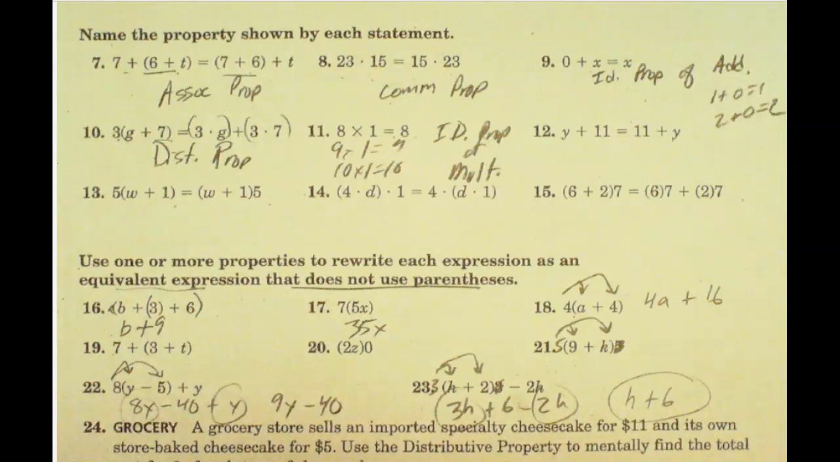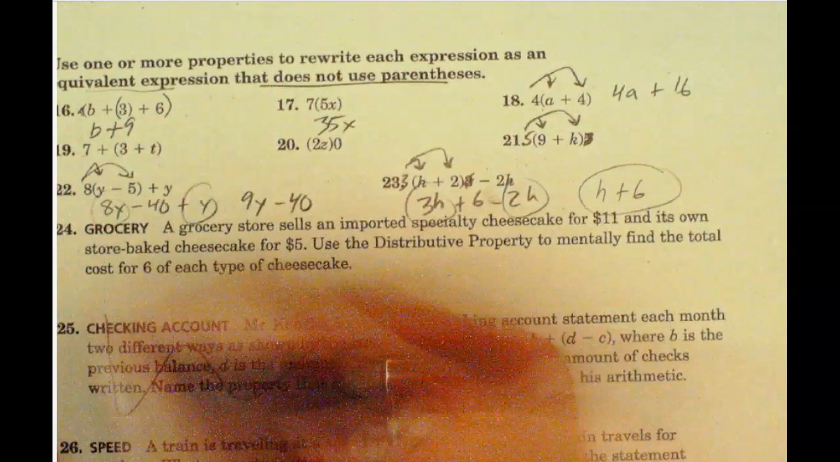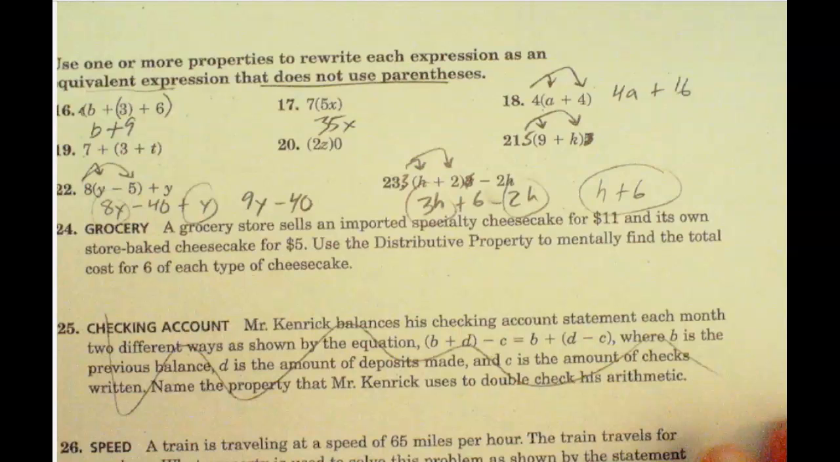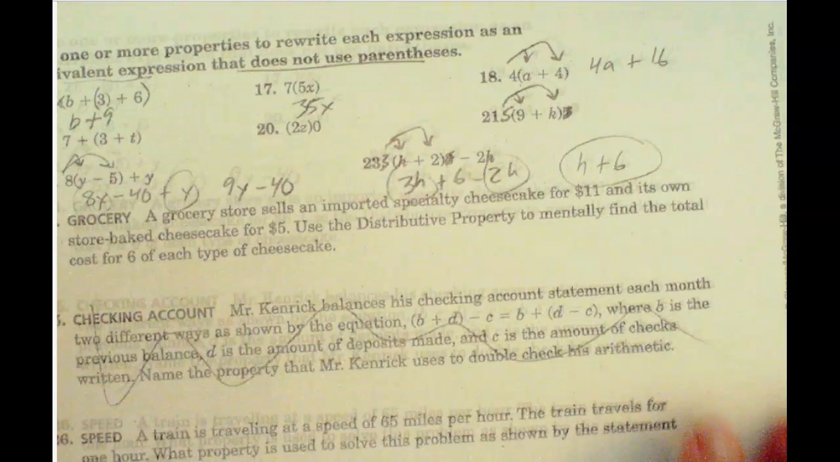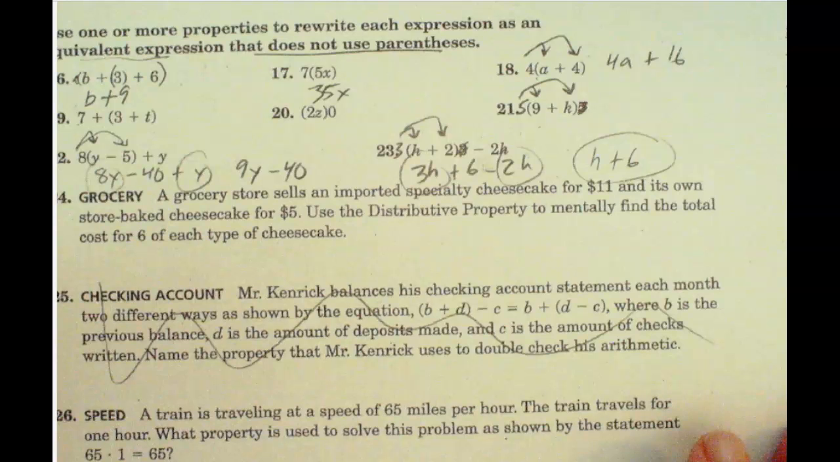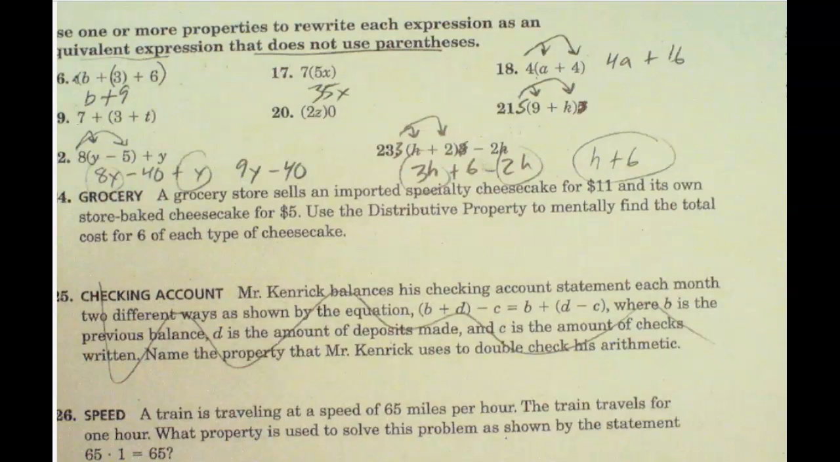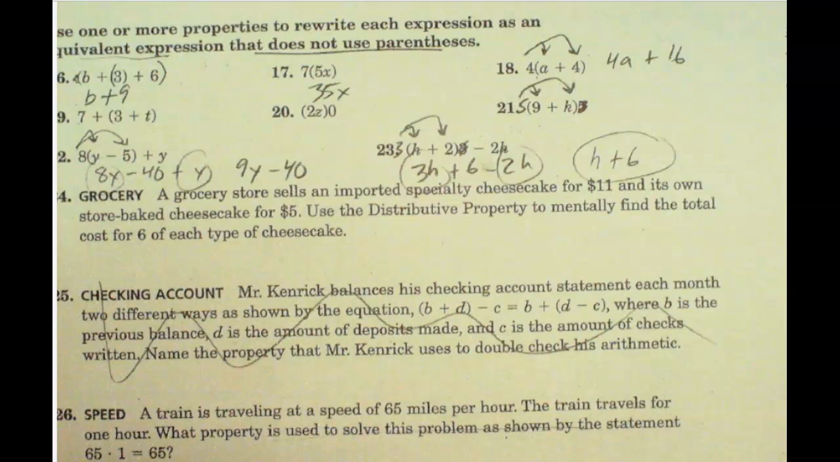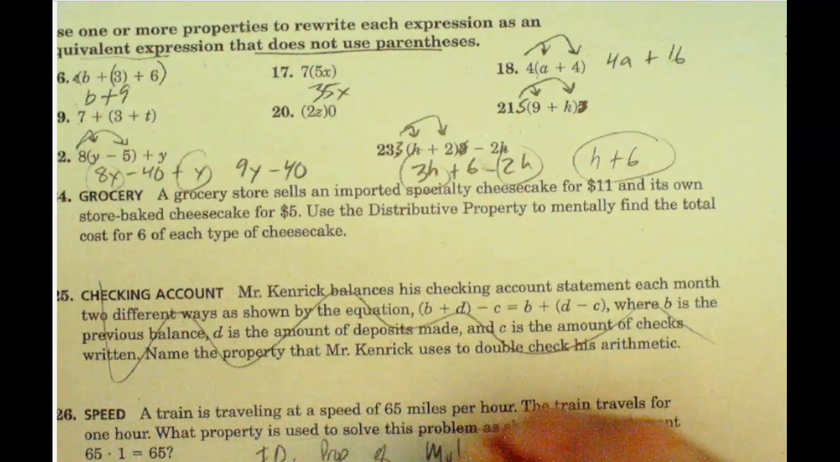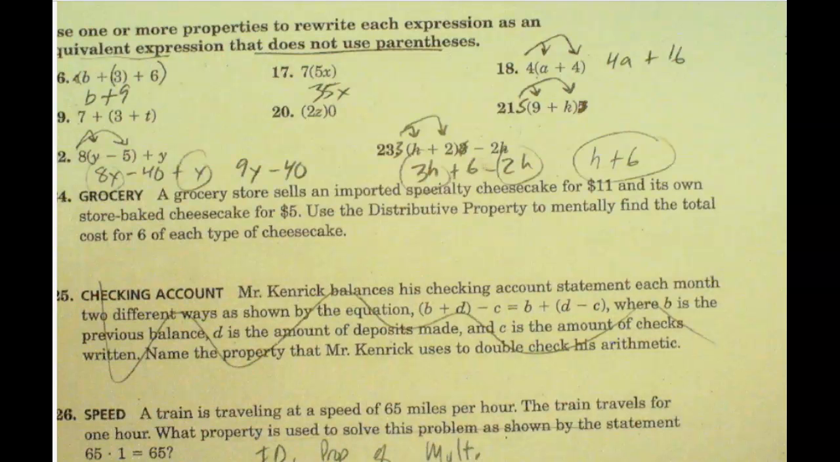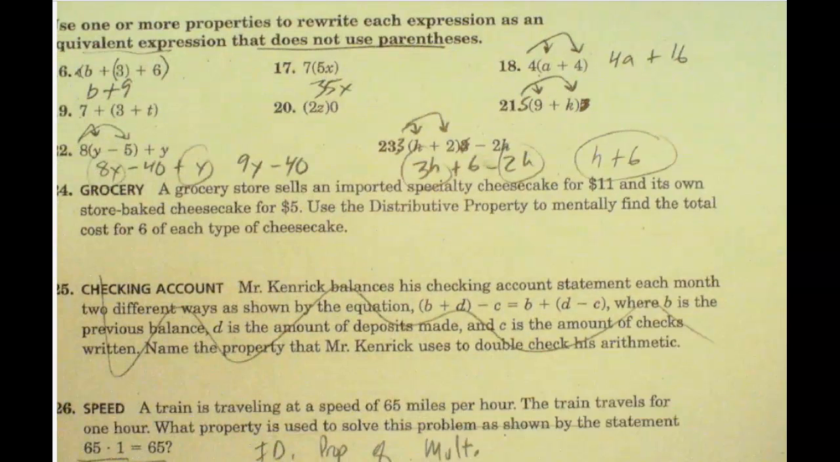Number 25 on the word problems is, I just don't like this problem at all, so we're just going to skip this one. And you can work through the other two word problems by yourself and do the distributive thing on them. I'll do the last one, I guess. A train is traveling at a speed of 65 miles per hour. The train travels for 1 hour. What property is used to solve this problem as shown by this statement? 65 times 1 equals 65. This would be, again, the identity property of multiplication. When you multiply something by 1, the identity doesn't change. It remains the same. All right, good luck.